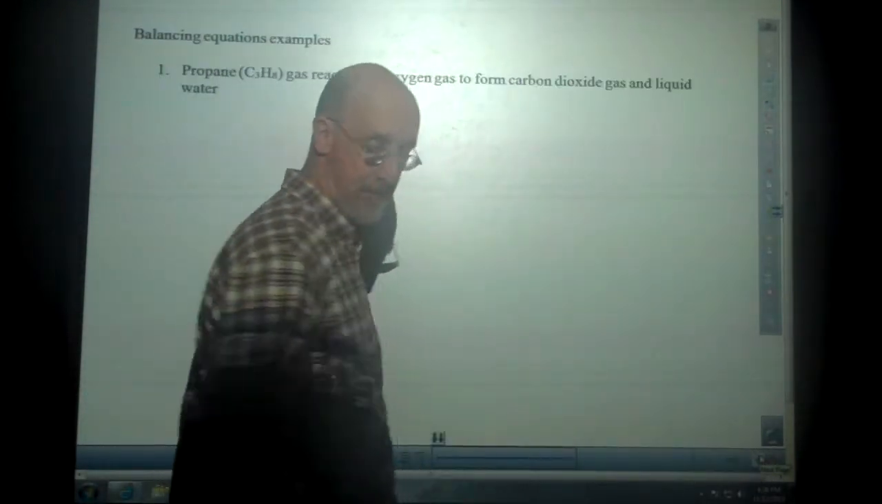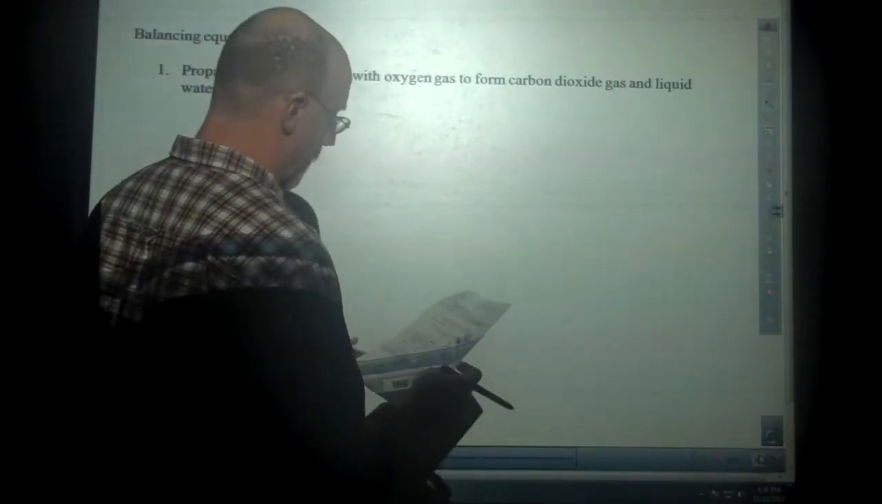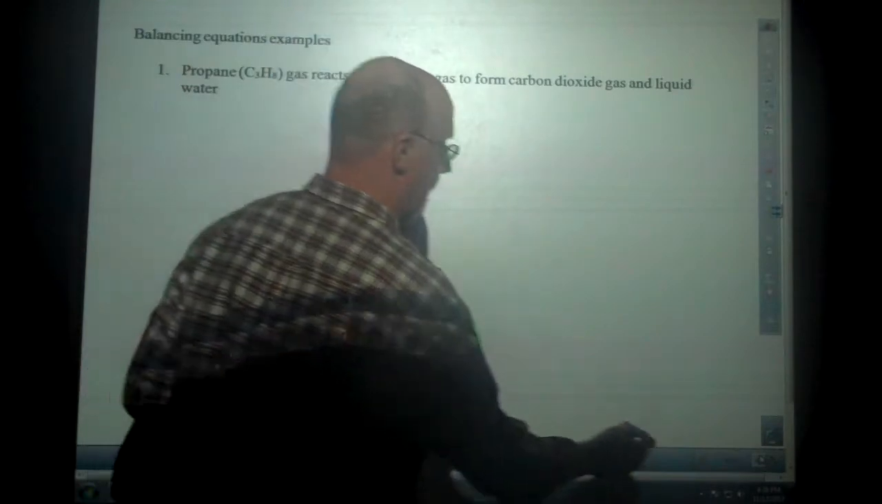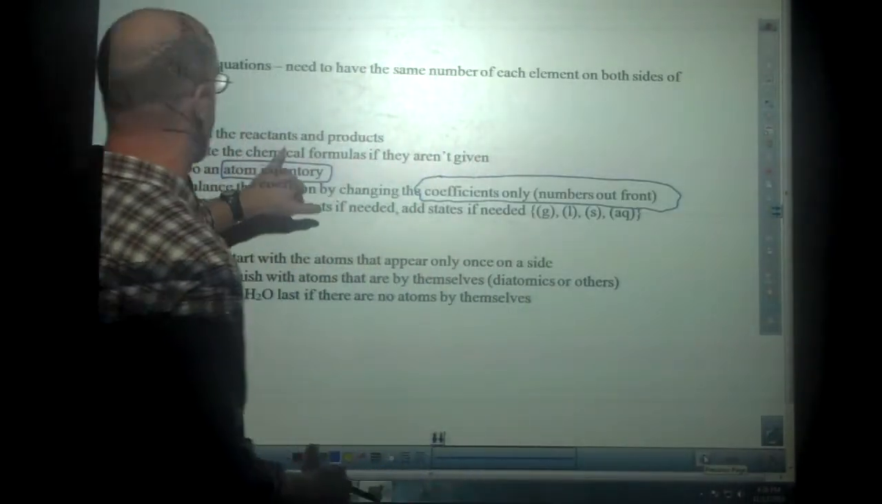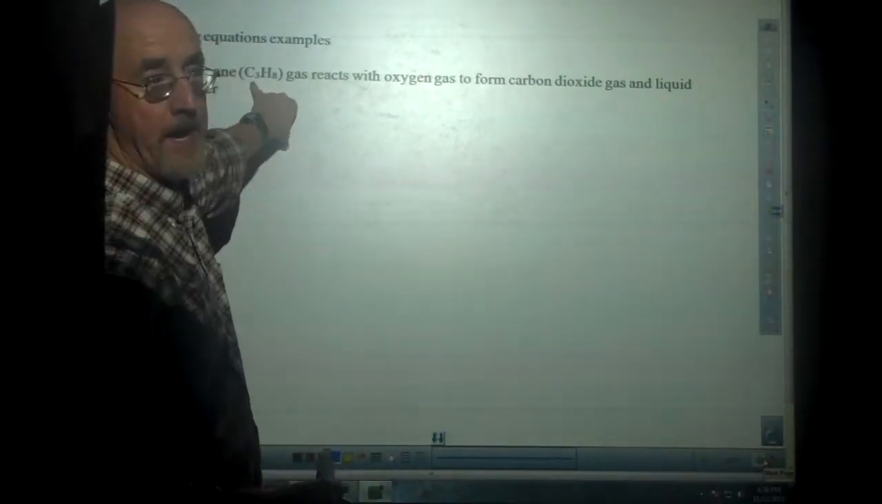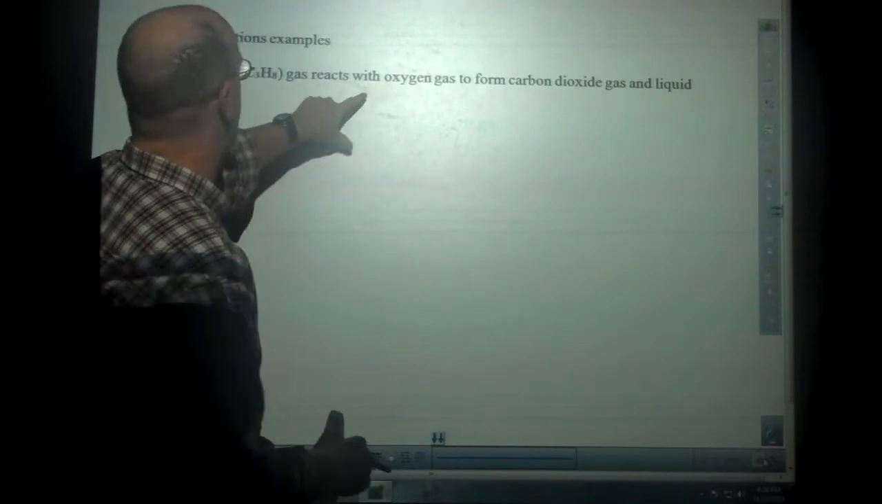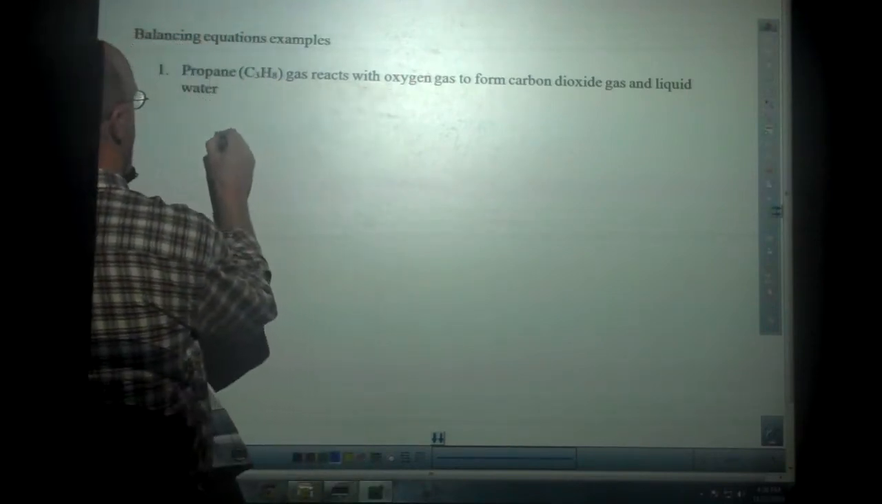All right, so here's the first example. And we'll go ahead and follow through our steps here. You have the steps in your notes, but we'll find the reactants and products. So we know propane. Propane is a natural gas. It's also what you use for your barbecues. So it reacts with oxygen gas.